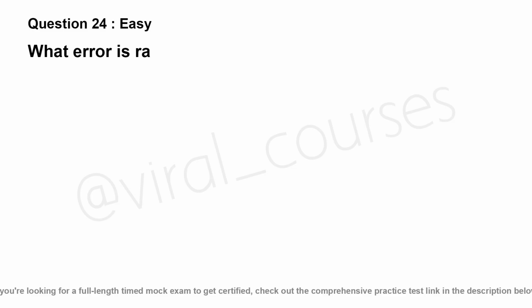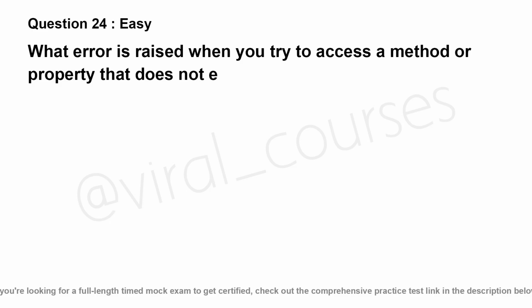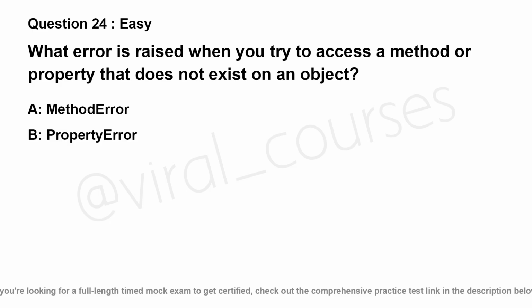What error is raised when you try to access a method or property that does not exist on an object? Option A, MethodError. Option B, PropertyError. Option C, AttributeError. Option D, ObjectError.